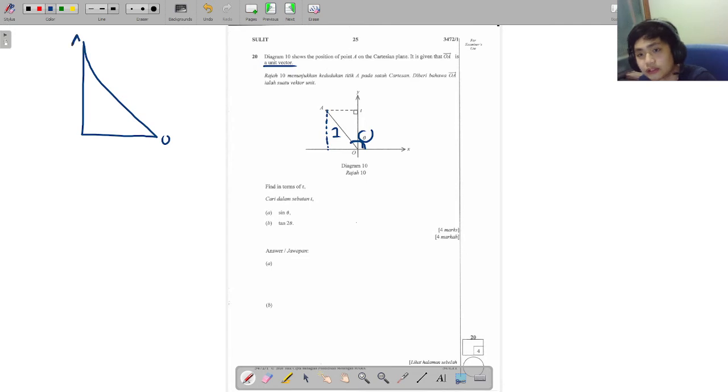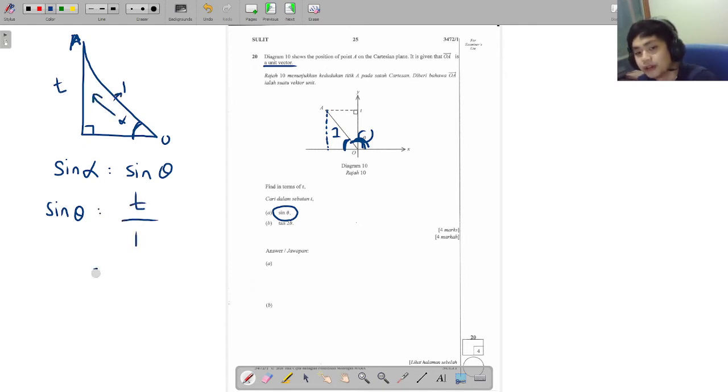So O to A is 1, with a 90 degree angle here, and I can call this other angle alpha. In this case, we know that this is t. Very simply, for sine theta, this is the obtuse version and this is the acute version. So in other words, I can say that sine alpha is equivalent to sine theta. For sine alpha, it is opposite over hypotenuse, so it is just t over 1. So sine theta is just t.